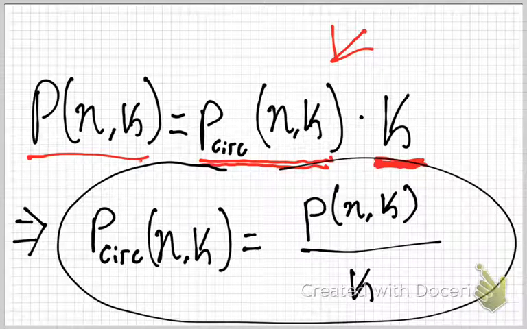And now we have P circ in a way that we can compute. We know the formula for P and K. We covered it earlier in the video. And we know what K is. Well, in the context of your situation, you will know what K is. And all you got to do is find the number of regular permutations and divide it by K.